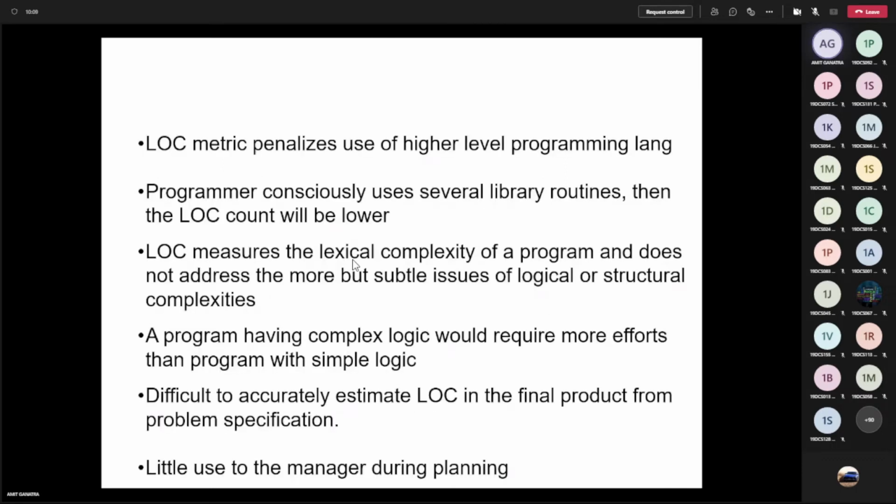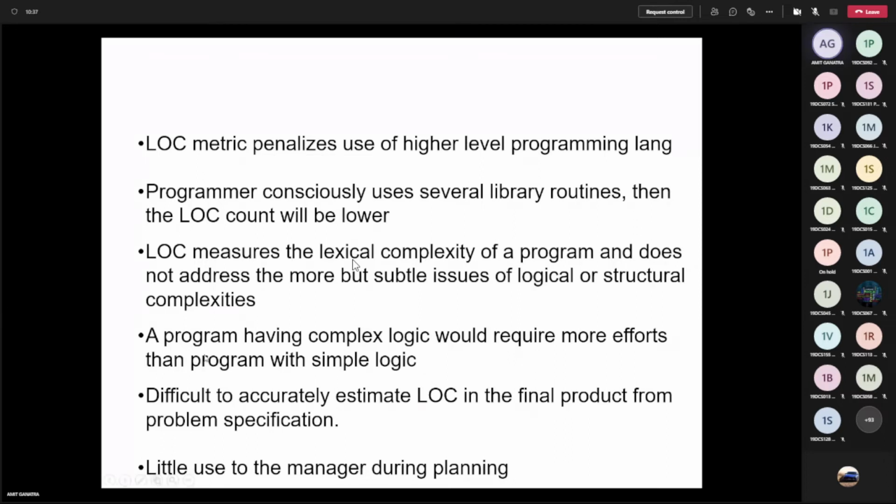And the LOC metric penalizes the use of higher level programming languages. Okay. If you have to justify this statement, you can use ready-made functions, inbuilt functions, inline functions, ready-made packages, and due to that your lines of code are drastically reduced. So programmers consciously use several library routines, the ready-made packages, then the LOC count will obviously be lower.